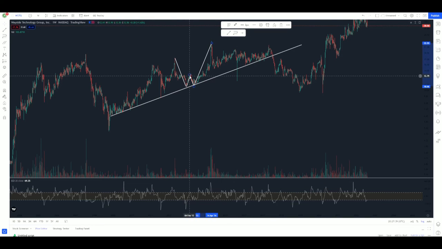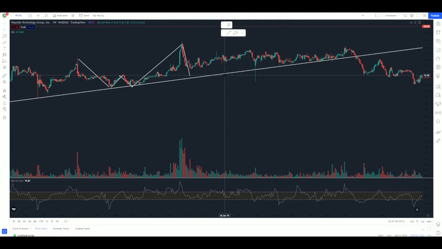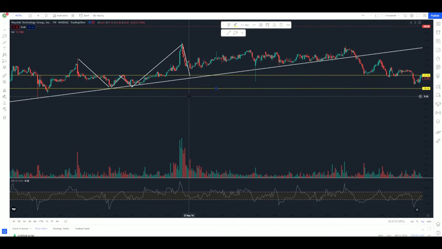Now, what am I going to look for? I'm going to look for a back test of the neckline. Look at what this wick does. Let's draw this trade out. Boom, you got wicked into your trade. Where's your stop loss at? You got a stop loss right about there.